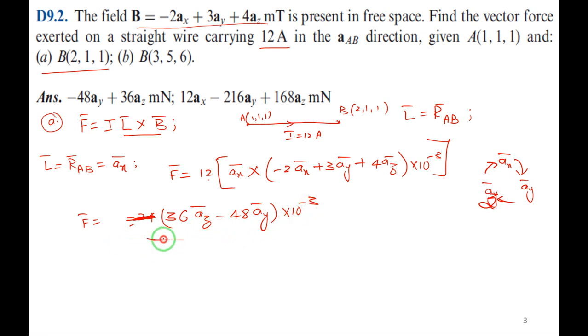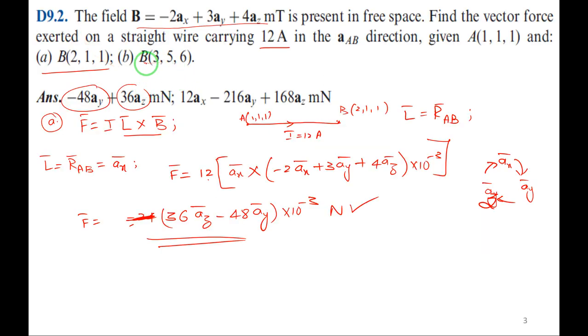Right, this is the final vector in newtons. Just observe here: minus 48 aY, and 36 aZ, into milli, which means 10 power minus 3 newtons. Part A is over. Next we'll take up part B.